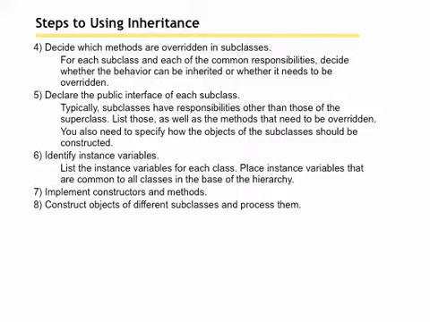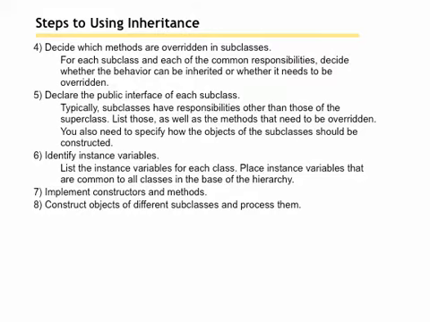So step 4, we're going to decide what methods are overridden in the subclasses. And for each subclass and each of the common responsibilities, we're going to decide whether the behavior can be inherited or whether it needs to be overridden. We're going to declare the public interface for each subclass. Typically, subclasses have responsibilities other than those in the superclass. List those as well as the methods that need to be overridden. You will need to specify how the objects of the subclass should be constructed.